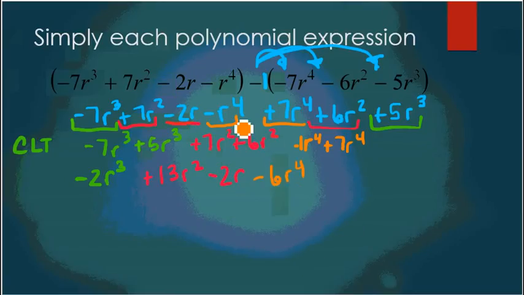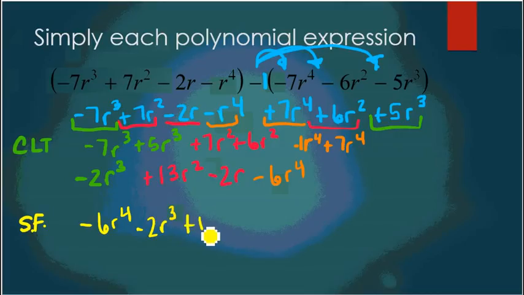So I've combined all of my like terms, and now I need to reorder everything into standard form, which is highest exponent first. Highest exponent is this, negative 6r to the fourth. Next, after 4 is 3, so minus 2r cubed, and then we have our exponent of 2 next, so plus 13r squared, and then our last guy, minus 2r. And we are done. That is simplified and in standard form.